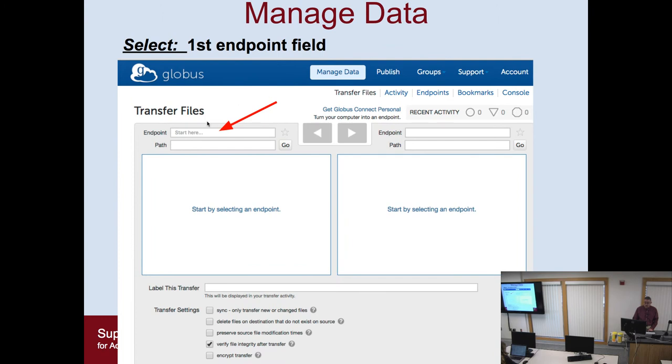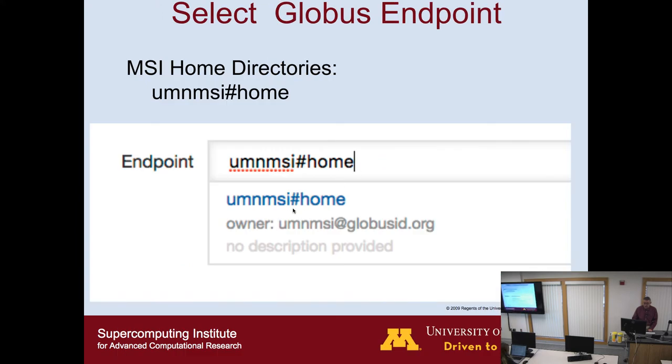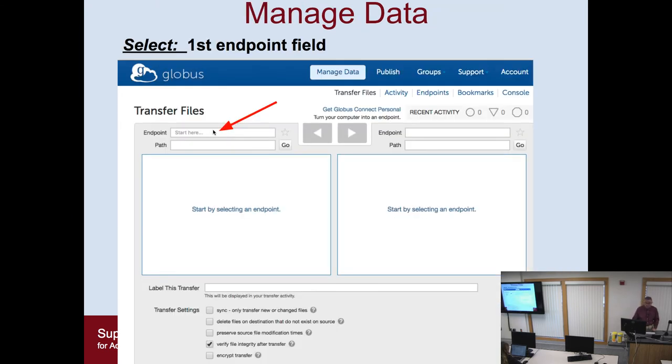To instigate a transfer, you have to select two endpoints which correspond to the two different sites or hosts that you want to move data between. So you select the first, and suppose you want to move data to your home directory under MSI. Again, you're going to see a daunting number of endpoints available. One thing to remember is that UMN is going to be the starting string for virtually all of the University of Minnesota endpoints. UMN MSI will get you to a shorter list of the endpoints supported here at MSI, and you'll see home, tier 2, tier 3 for the tape storage that you can actually access through this, and so forth.